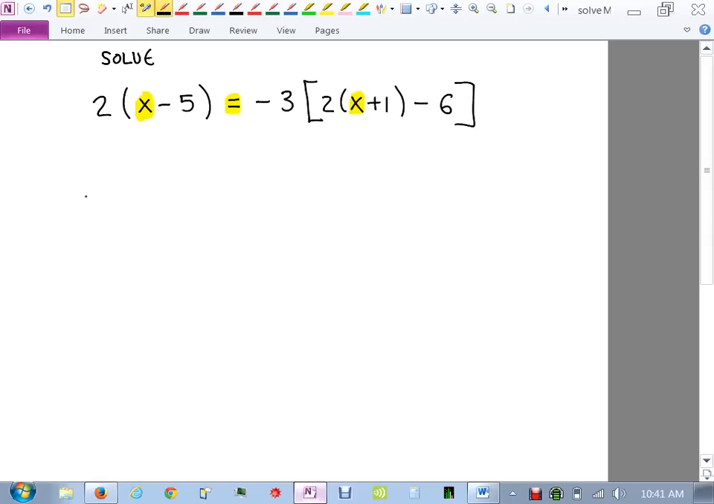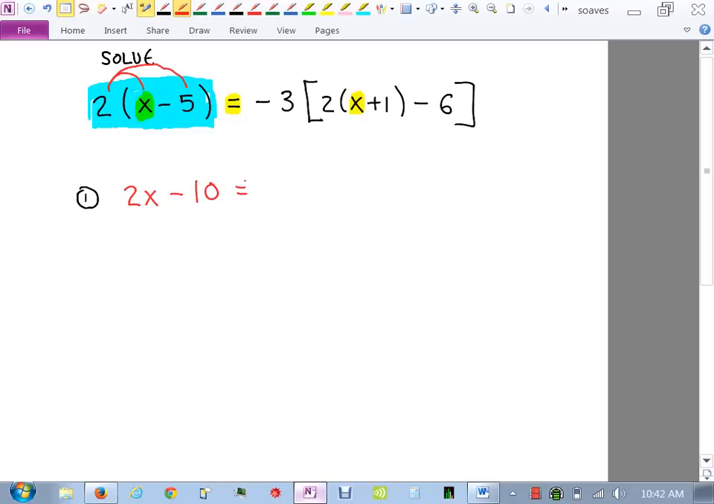The first thing is to remove all my grouping symbols. I've got a lot to remove here, don't I? Let's start on the left side of the equation. What can I do with all this over here? Distribute that 2 through. So that 2 is going to multiply times the x, and that 2 is going to multiply times the -5, right? So what would that give me? 2x minus 10. Good.